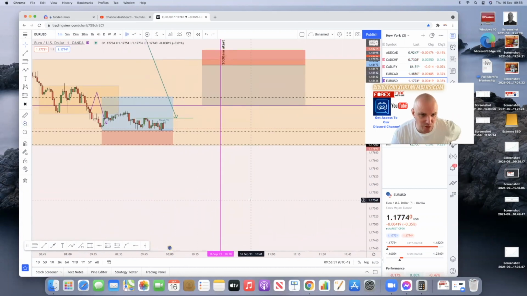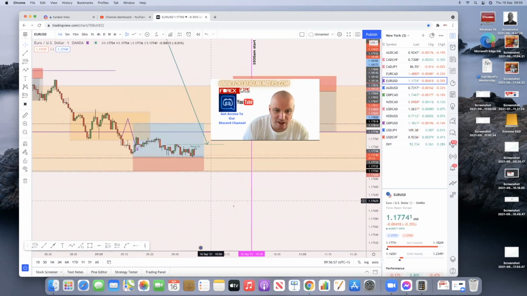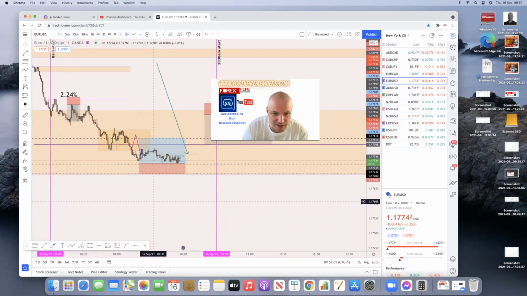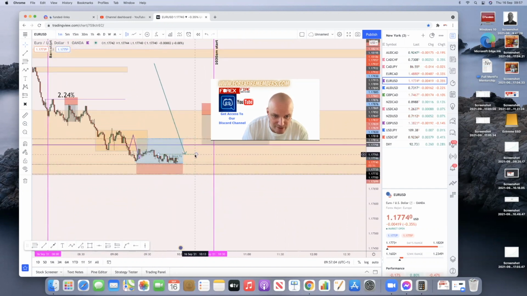It's driving down. We've got a pip entry. It may stop us out. We're just going to wait and see. Hopefully it doesn't, because we've got a nice 2%, 2.24%. Again, I'll be happy if this goes to here. It just means we've moved the stop loss to break even.